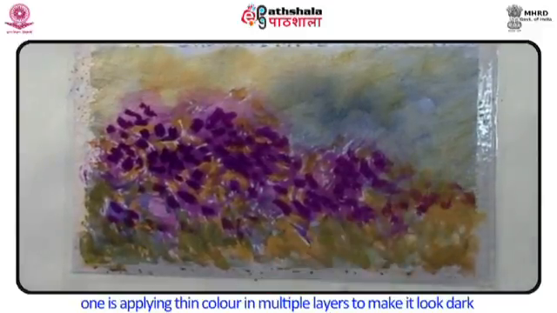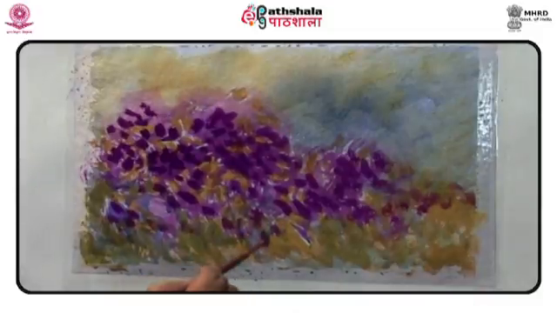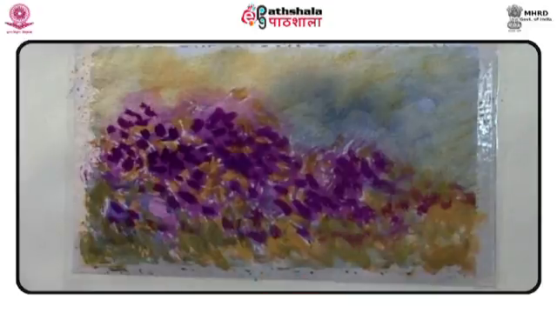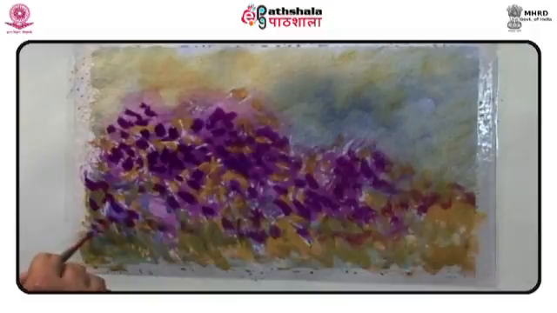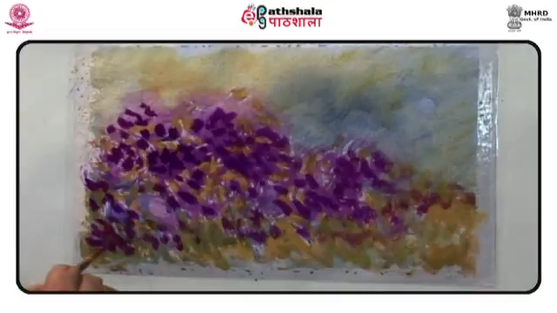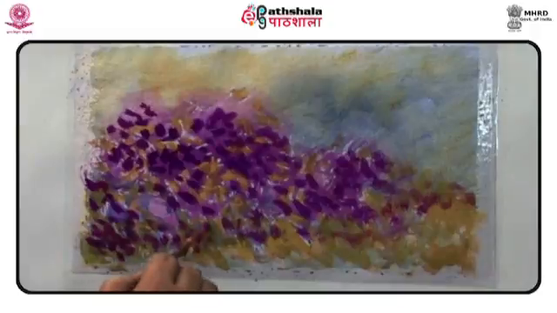One is applying thin color in multiple layers to make it look dark. And second is to take thick color in combination with black or any other dark color, if a very dark shade, not achievable with pure color alone, is desired.